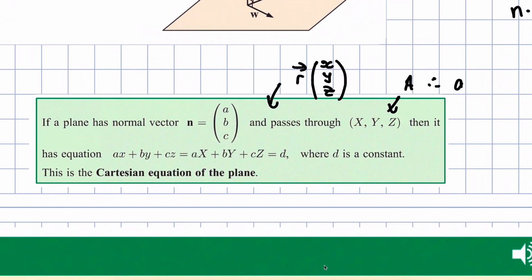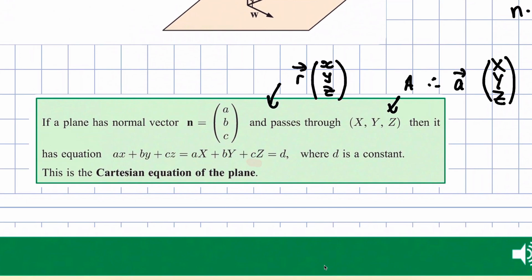Therefore, the vector A, because it's from the origin out, is going to be capital X, capital Y, capital Z. It's important that they're using capitals there. So n dot A becomes A lots of capital X, B lots of capital Y, and C lots of Z.